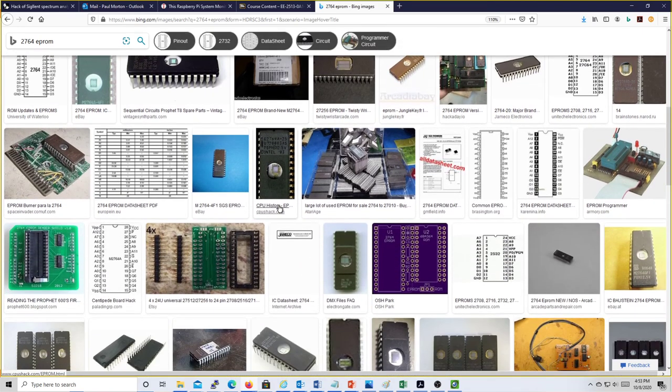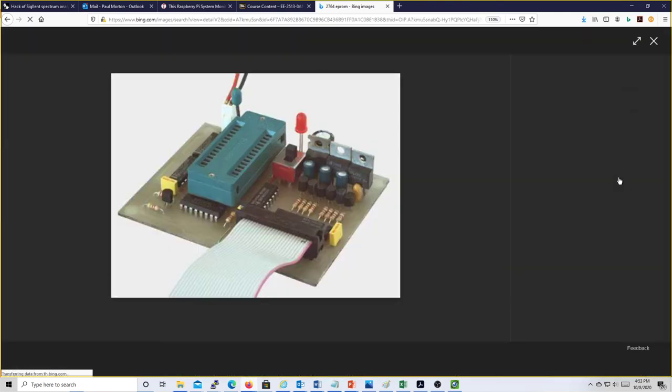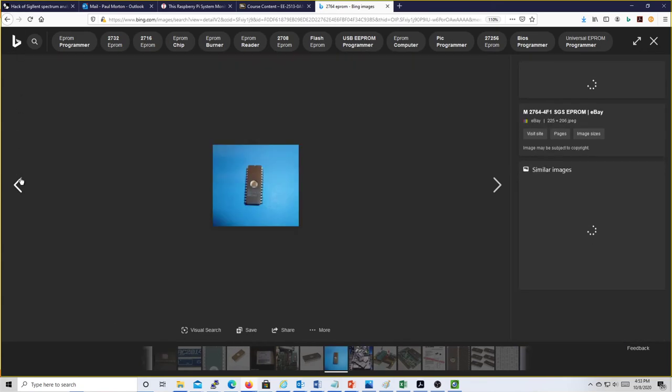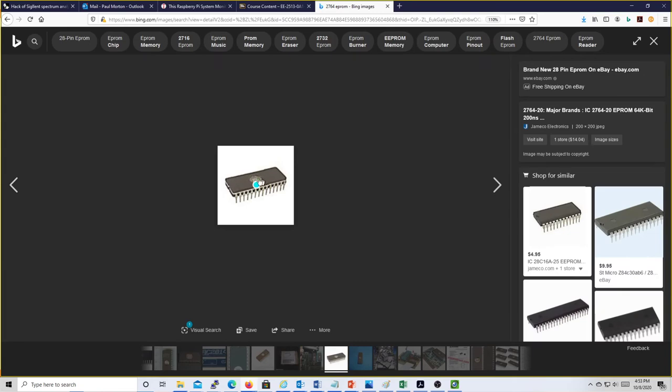So we normally had a programmer that would look like this. We'd add this zero insertion force socket. You plug it in here, and it would program it. And then when you wanted to erase it, you'd just have a little ultraviolet light you could expose it to for about 15 minutes, and it would erase it. Once you had it programmed, then you would put a little sticker over that window so it wouldn't accidentally erase itself. All right.